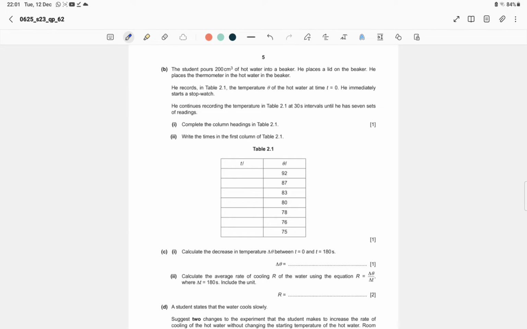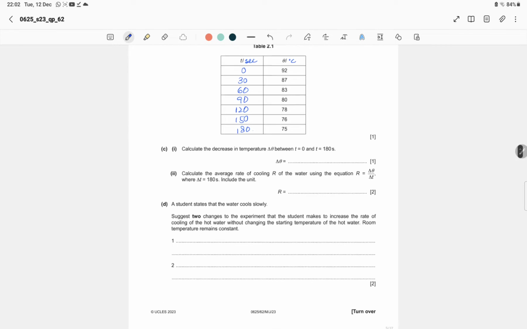Now complete the headings. This is going to be one marker. So this is time, which is going to be in seconds. This is theta, it's going to be in degree Celsius. Now he's saying the right time of the first column. So you see they're saying there is a 30-second interval. So first one we will start off with 0, 30 seconds, that is going to be 60, is going to be 90, 120 seconds, and 150. The last one is 180 seconds. So this is how you have to complete the table.